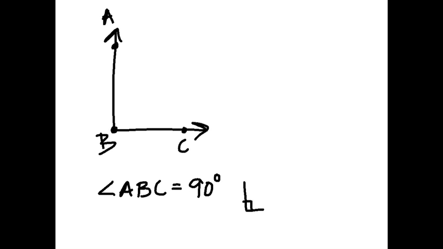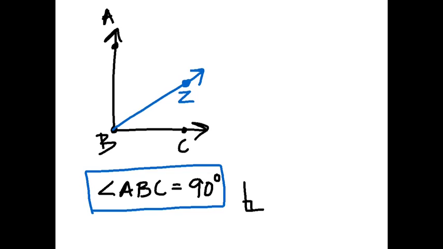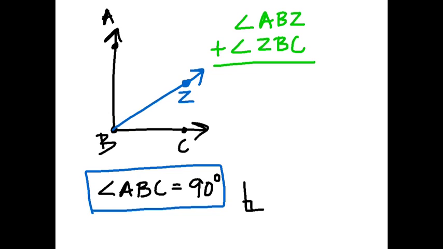How about blue? And I'm going to just draw it off here. And we'll call this point Z. Okay, so since you know that angle ABC equals 90 degrees, then we could say that angle ABC plus angle ZBC is equal to angle ABC.